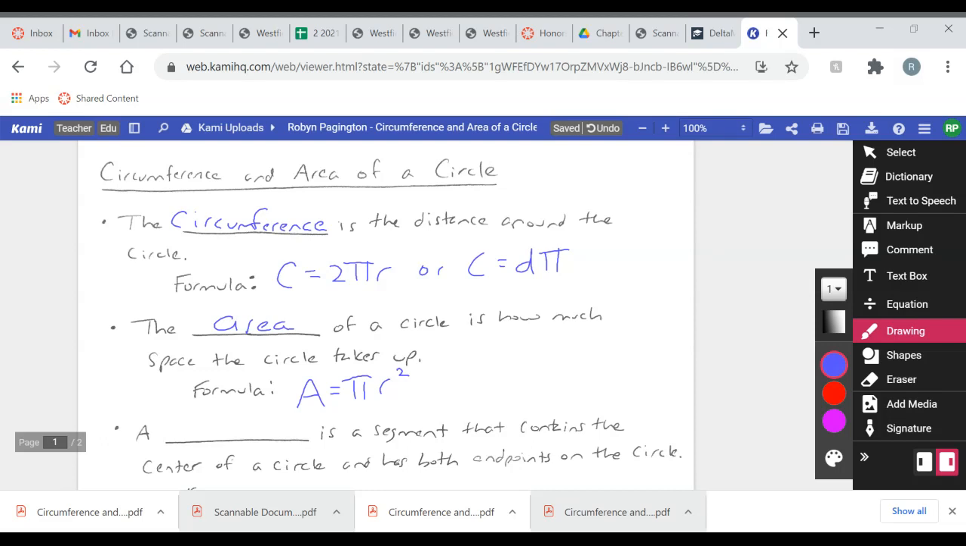One thing to keep in mind is you may have used 3.14 for pi in the past. Unless the directions specify for you to do that, you shouldn't use 3.14. It'll throw off your answer quite a bit. So generally, you use the pi button on the scientific calculator, and that will keep it more accurate.